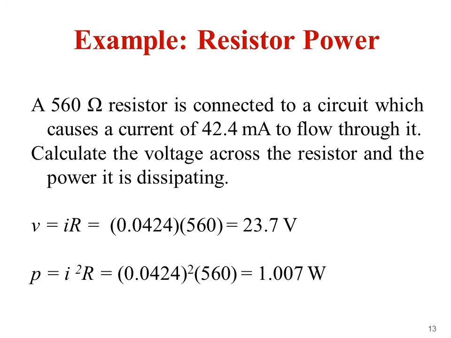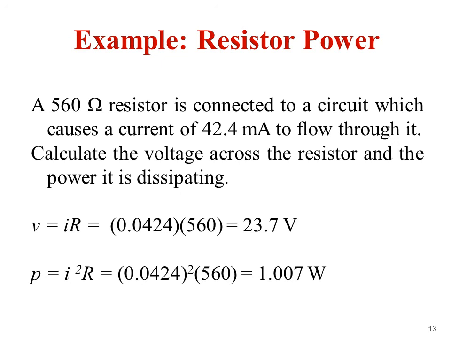Now, the first thing we need to calculate is the voltage. By the definition of Ohm's law, V is equal to I into R. Here the current is 42.4 milliamperes, which converted into amperes is 0.0424, and the resistance is 560 ohms. If you multiply these two together, we get the voltage as 23.7 volts.